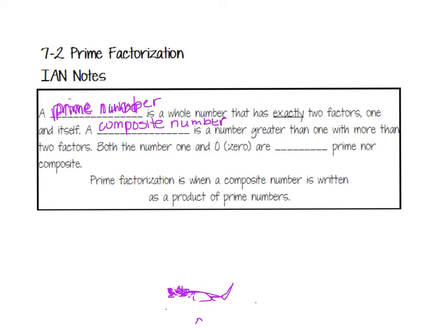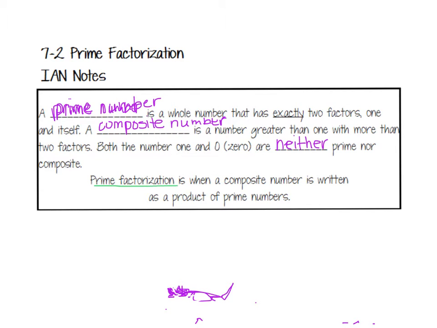So we need to talk about 0 and 1. These are neither prime nor composite. So in this blank, we're going to put neither. It is neither considered prime nor composite. They're special things. So today we're going to take a prime number and a composite number, and we're going to deal with prime factorization. So this, guys, is important.